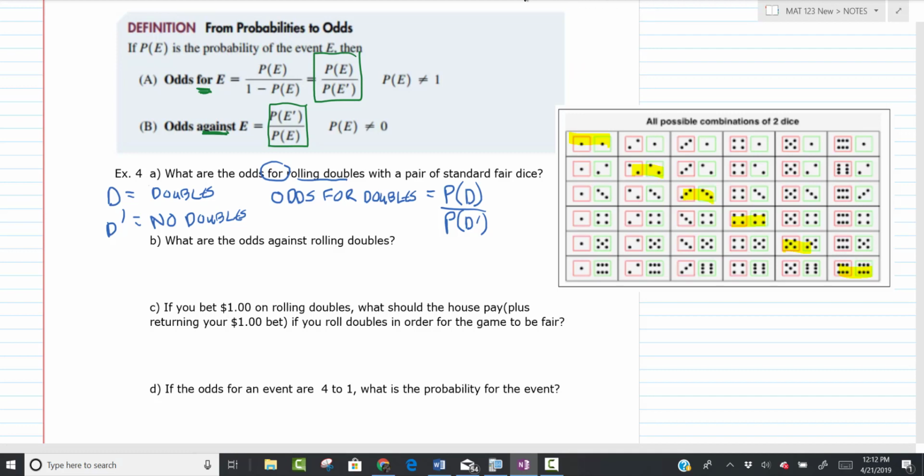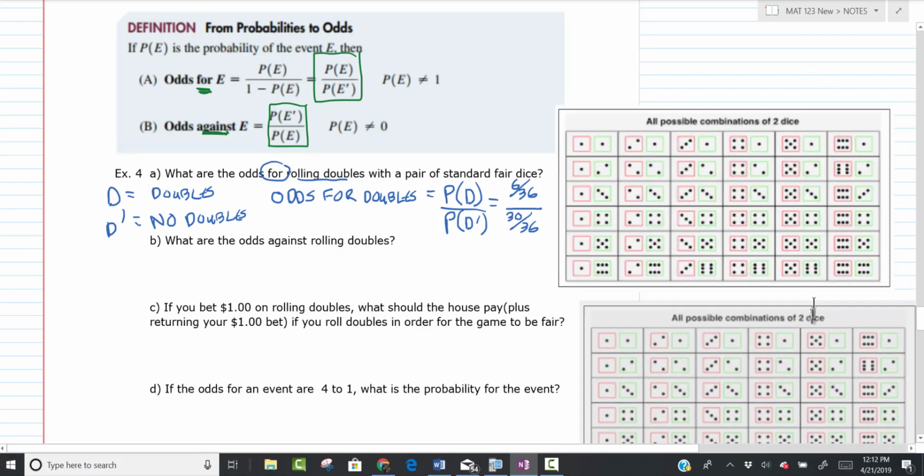When we work this out, it would go like this. We would say the probability of getting doubles is 6 out of 36. The probability of not getting doubles would be 30 out of 36. Remember, these 2 probabilities will always add up to 1 when you're doing the odds formula like that. So it's 6 out of 36 for doubles, 30 out of 36 for not getting doubles. That's the idea.